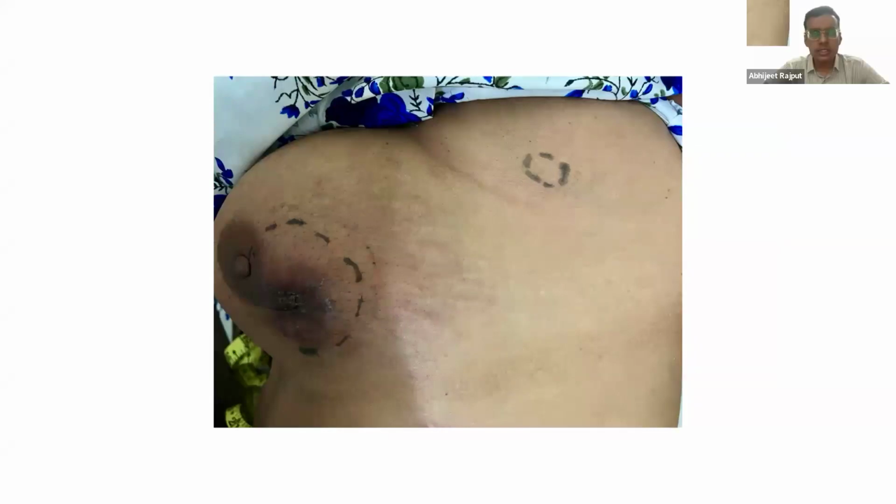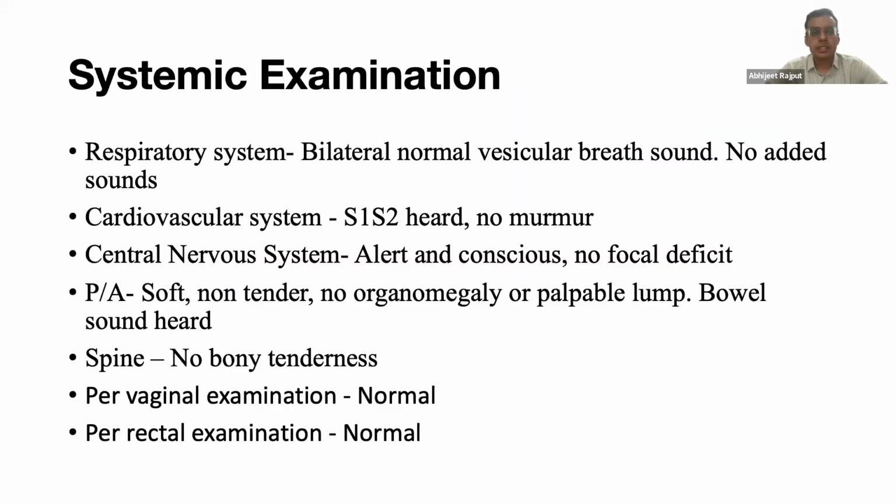This is the breast lump with the lymph node in the axilla. On systemic examination, respiratory system examination, there was bilateral normal vesicular breath sound with no added sounds. Cardiovascular system was also normal in examination. Central nervous system, patient was alert and conscious, and there was no focal deficit. On per abdominal examination, per abdomen was soft, non-tender, no organomegaly or any palpable lump. Bowel sounds were also present. There was no bony tenderness. Per vaginal and per rectal examination was normal.